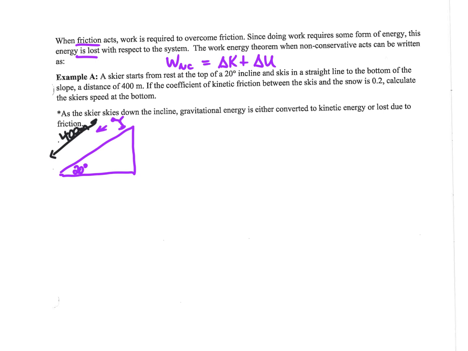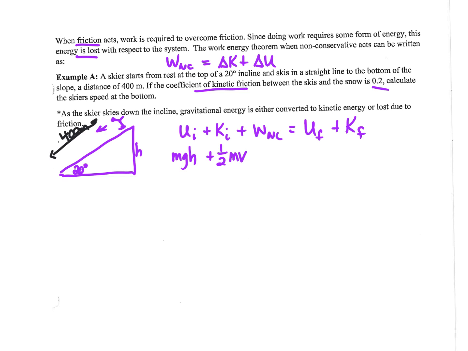And we have a coefficient of kinetic friction. So the coefficient of kinetic friction is 0.2. Calculate the skier's speed at the bottom. Well, before, we had to do it with all kinds of really hard Newton's second law stuff. Now we don't have to, because what we have to consider is U initial plus K initial plus work non-conservative equals U final plus K final. And no, it doesn't matter which order you put those in. U initial is mgh, he's at the top if we consider this h. K initial is going to be 1/2 mv squared, right? v initial squared, plus our work non-conservative.